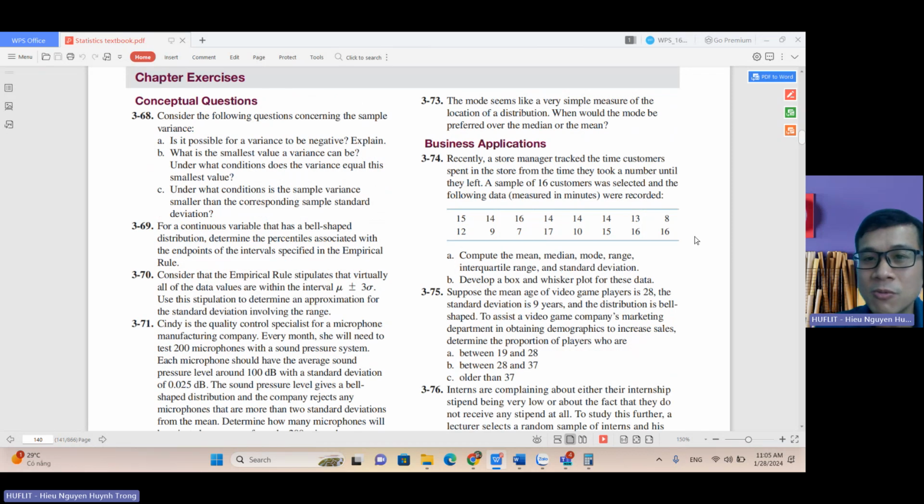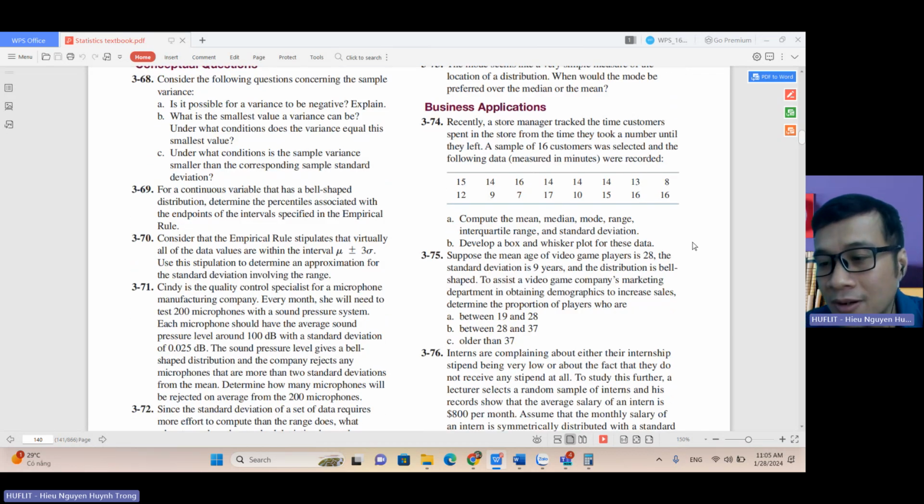If there is no question, now let's move on to the next part, that is the business application. Let's start with 3.74, the first one and also the easiest one for you. 3.74. Can you see this?